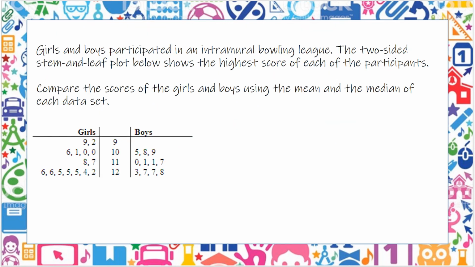Girls and boys participated in an intramural bowling league. The two-sided stem and leaf plot below shows the highest score of each of the participants. Compare the scores of the girls and the boys using the mean and median of each data set. So, we're going to check first. Let's use orange for the girls. We've got 1, 2, 3, 4, 5, 6, 7, 8, 9, 10, 11, 12, 13, 14, 15. So we're going to add all of these scores up and divide by 15.